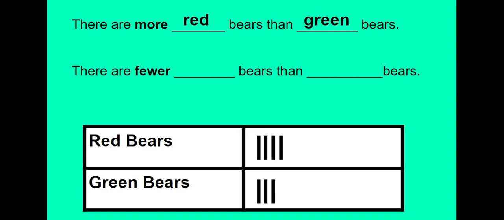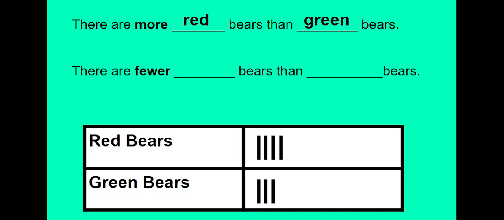Four is greater than or more than three, so there are more red than green bears. I can also say the opposite. Take a look at the second sentence. It says there are fewer blank bears than blank bears.